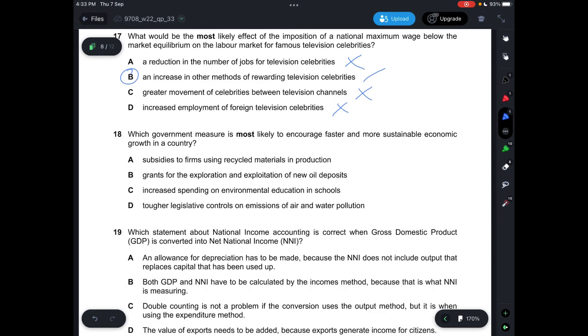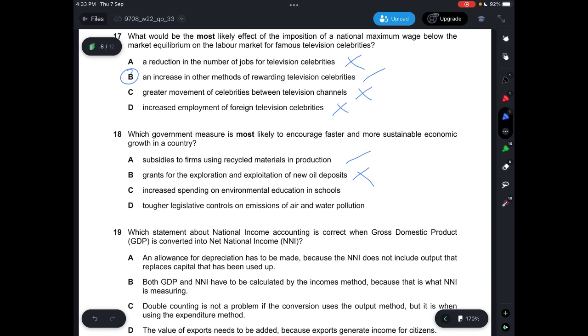Question 18, which government measure is most likely to encourage faster and more sustainable economic growth in the country? So for this one, let's look at the 4 options. A says subsidies to firms using recycled materials in production. Yes, that's correct. And B, grants for the exploration and exploitation of new oil deposits. This is not sustainable. You are using something that will deplete in the long run.